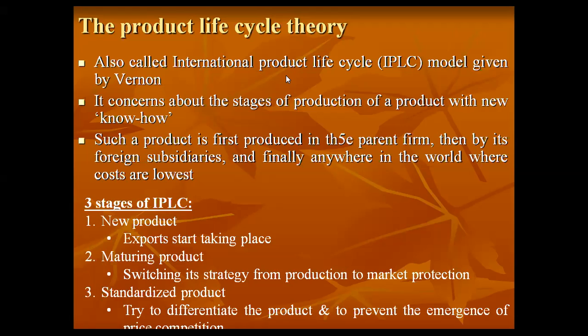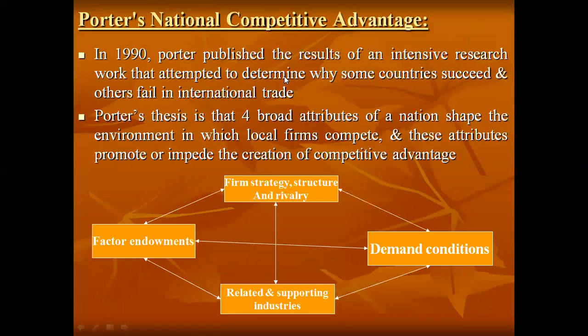So these are the limitations of product life cycle theory. The product life cycle theory consists of 4 stages: new product, growth, maturity, and declining stage. And we have seen the results of all these stages of the product life cycle. And another theory is Porter's national competitive advantage.